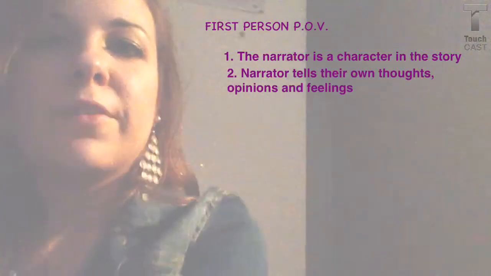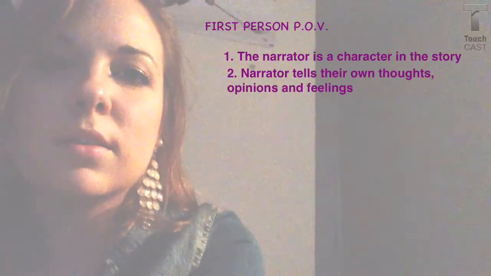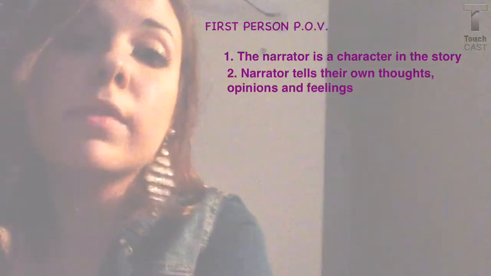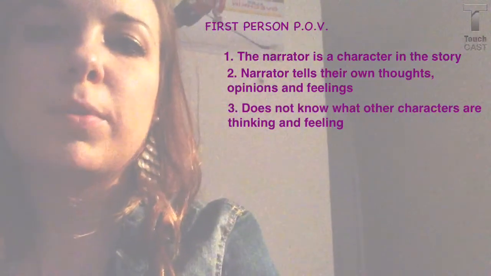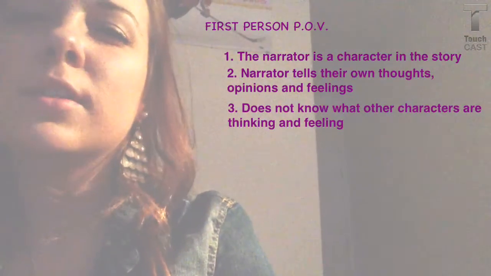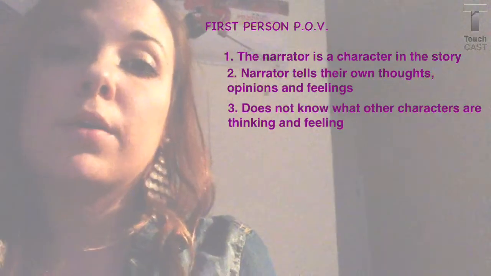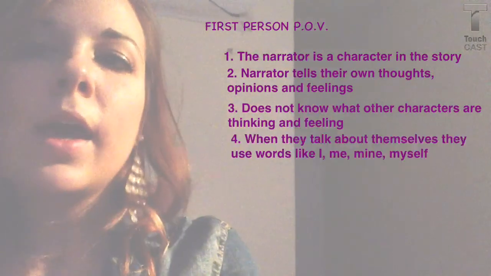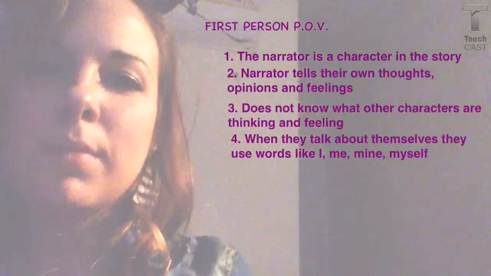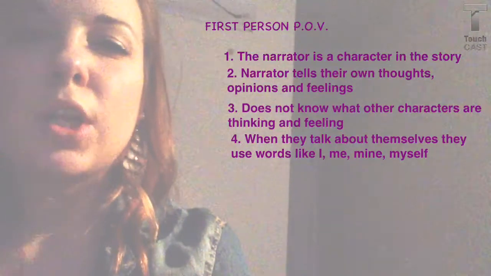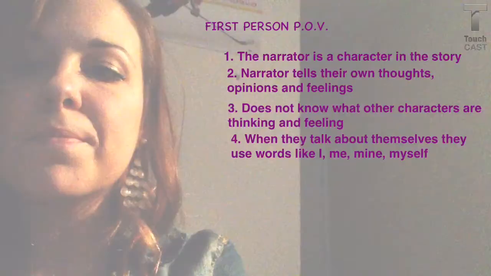The second way to tell if it's a first person point of view narrator is if the narrator tells their own thoughts, opinions, and feelings, since the story is coming from their point of view. The third way to tell if a story is written from first person point of view is if the narrator does not know what other characters are thinking and feeling. They only know what goes on in their own heads. And again, when they talk about themselves, they use words like I, me, mine, and myself. So these four points should help you identify if your story is being told from first person point of view.